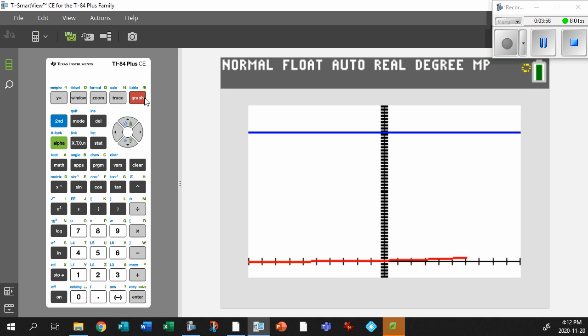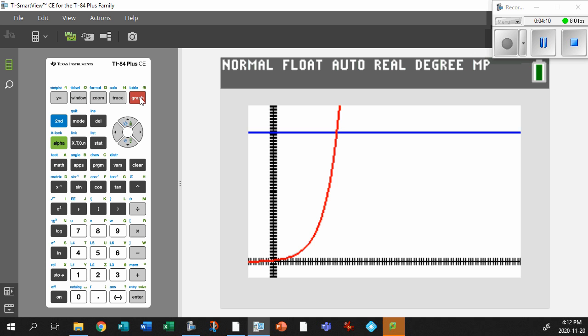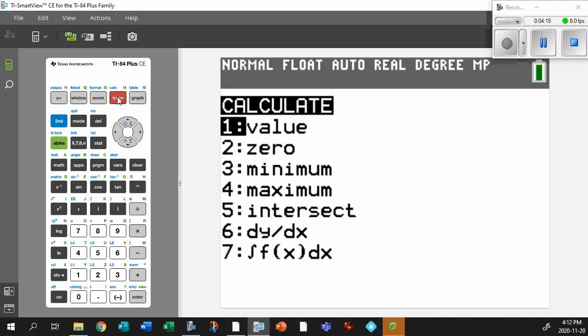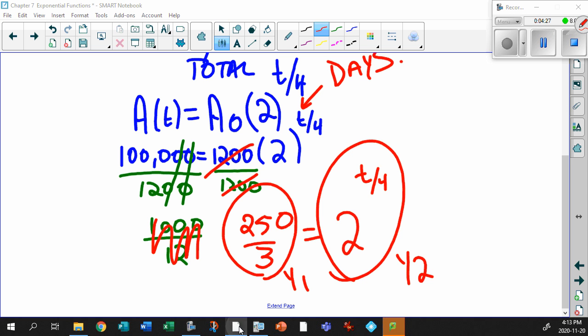And graph it. Ta-da! Uh-oh. My graph is so flat, it's not going to get out there. So we have to change the window setting again. See, you have to play around with the window setting. Let's try 100 and see what happens. Graph it. There it is. Beautiful. Second calc, find me the intersect, 5, enter, enter, enter. And look at that. I've got 25.5 days. Now I can go back here and see my time is 25.5 days.